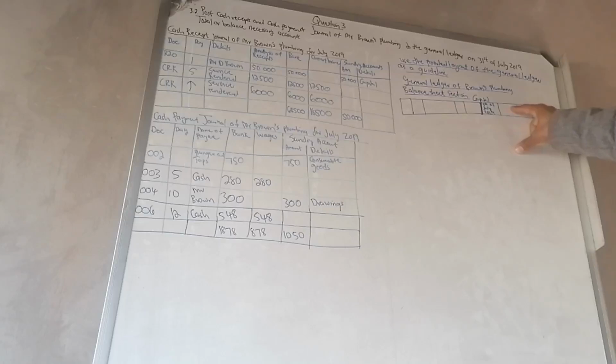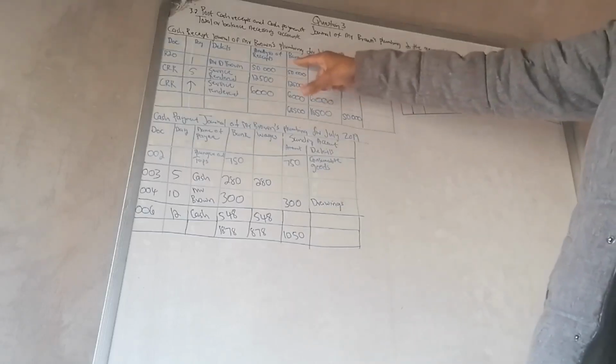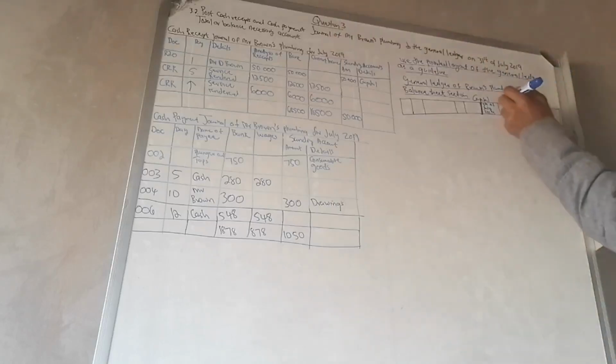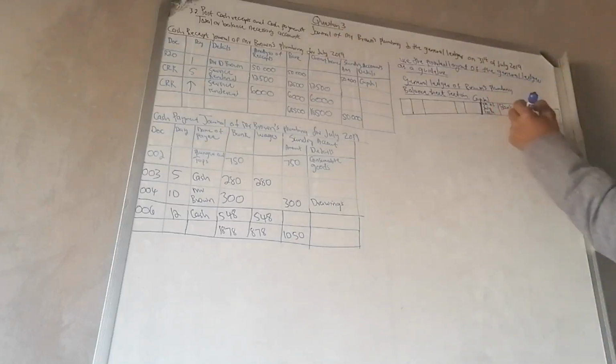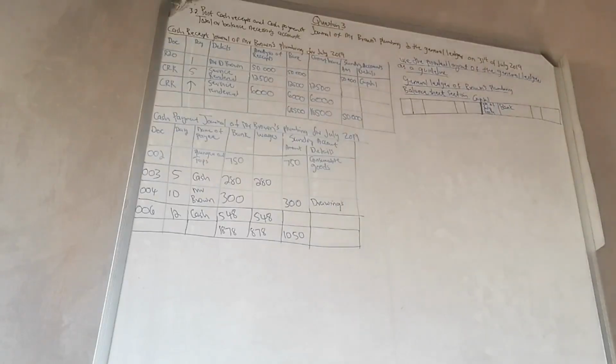Okay, where was this money deposited? The money was deposited into a bank account. 50,000. The money was deposited into a bank. Okay, and then what is the type of journal that we use to record this capital? Is it a CRJ or a CPJ journal? Where does that amount come from? CRJ or CPJ?